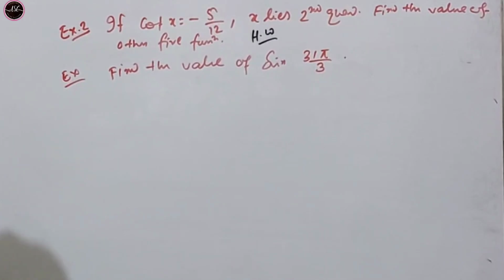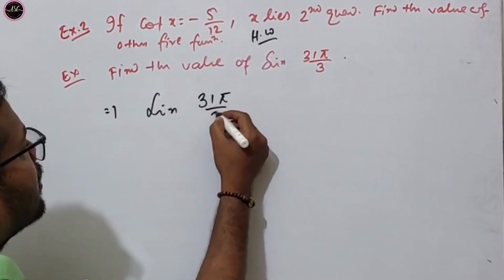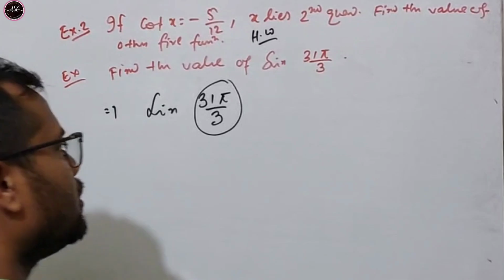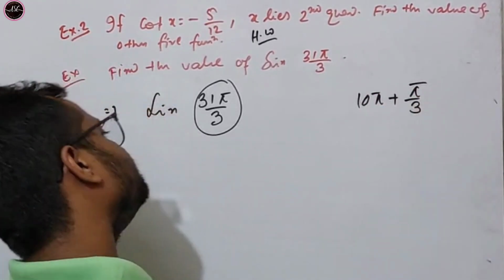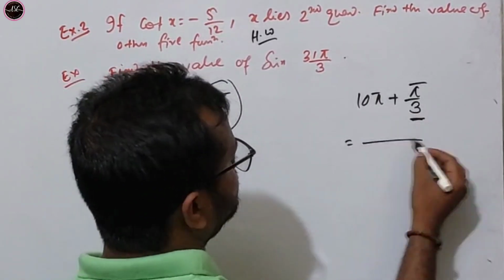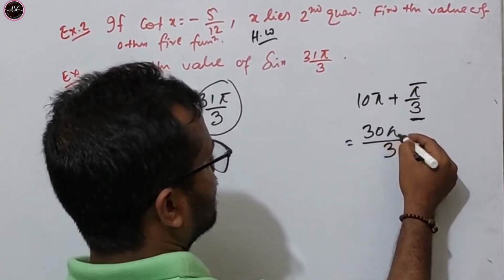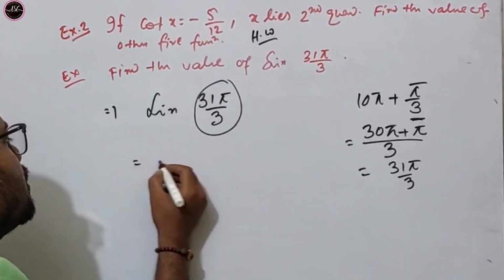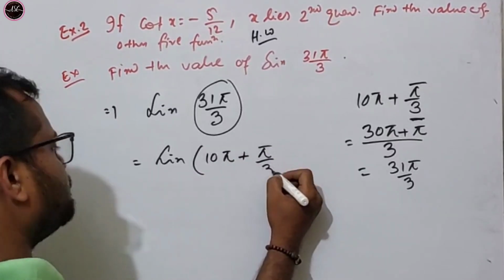Okay. So just look. Here we first write sine 31 pi by 3. Okay. So how will we get 31 pi by 3? Just look at this. Here if we write 10 pi plus pi by 3. Okay. Here the last term is here. Now the LCM of this, we get 30 pi plus pi. That means 31 pi by 3. So this can be written as sine of 10 pi plus pi by 3.